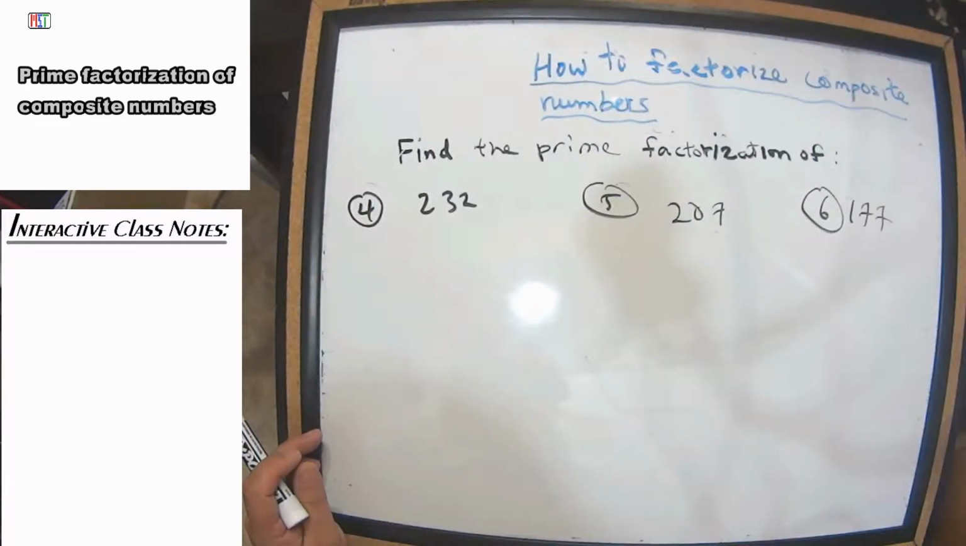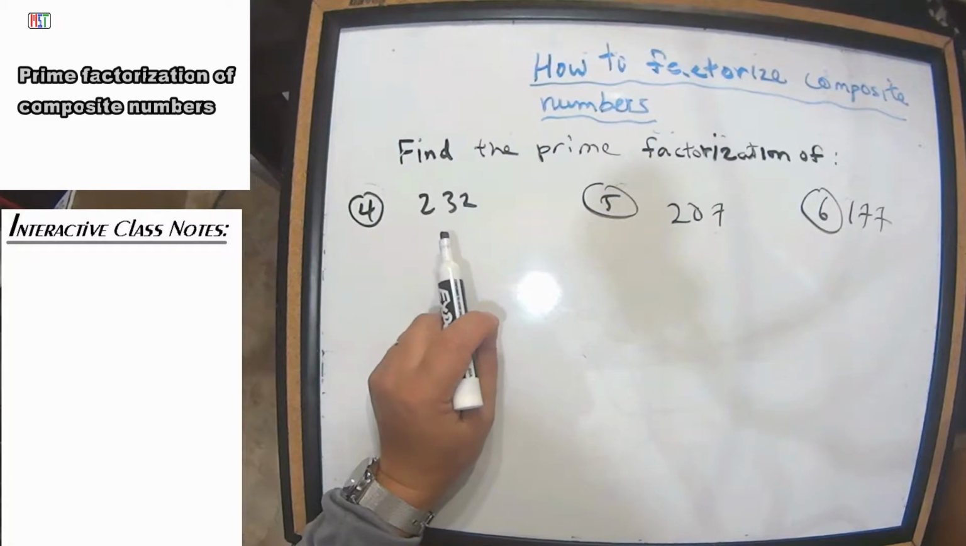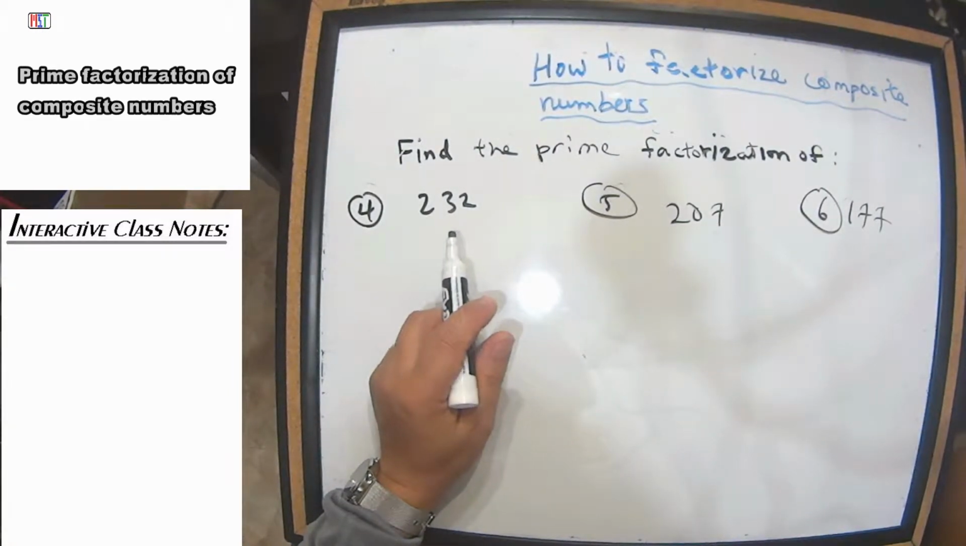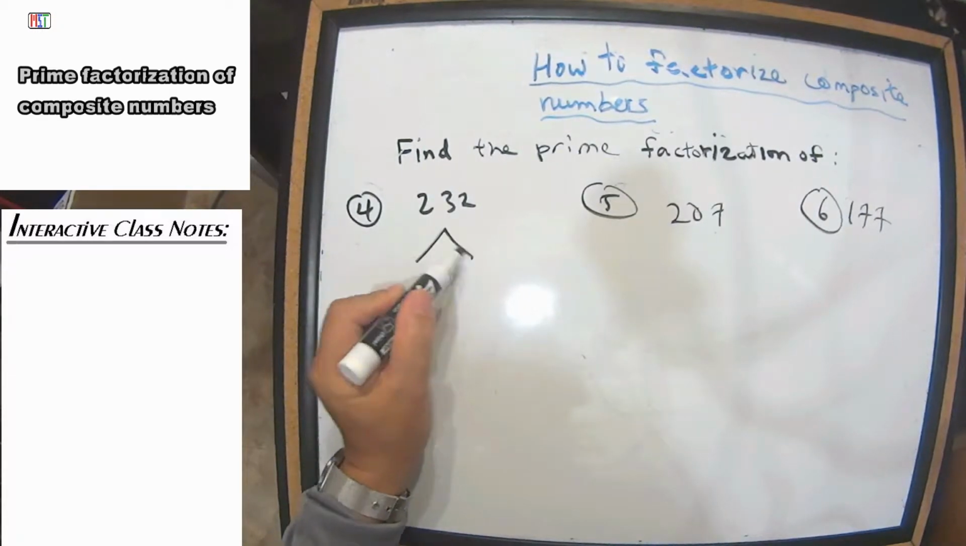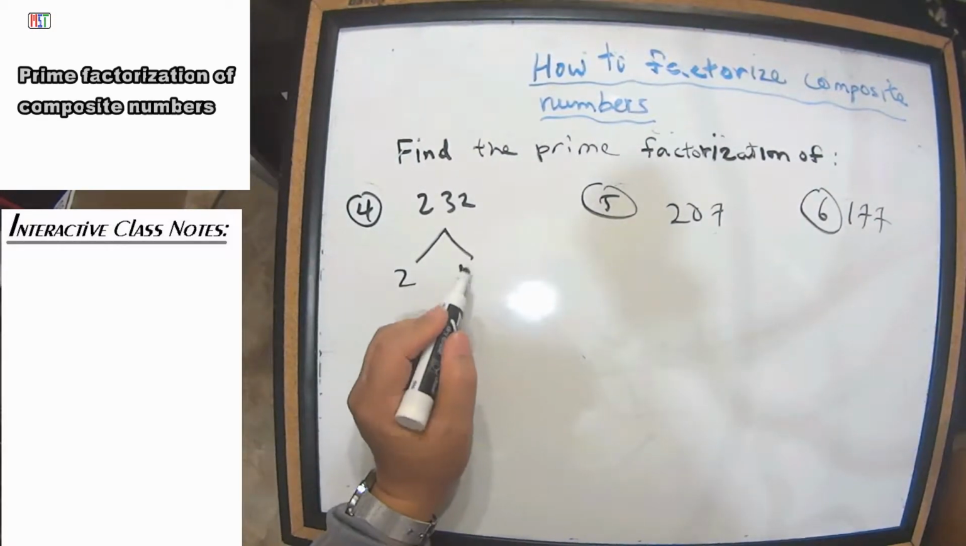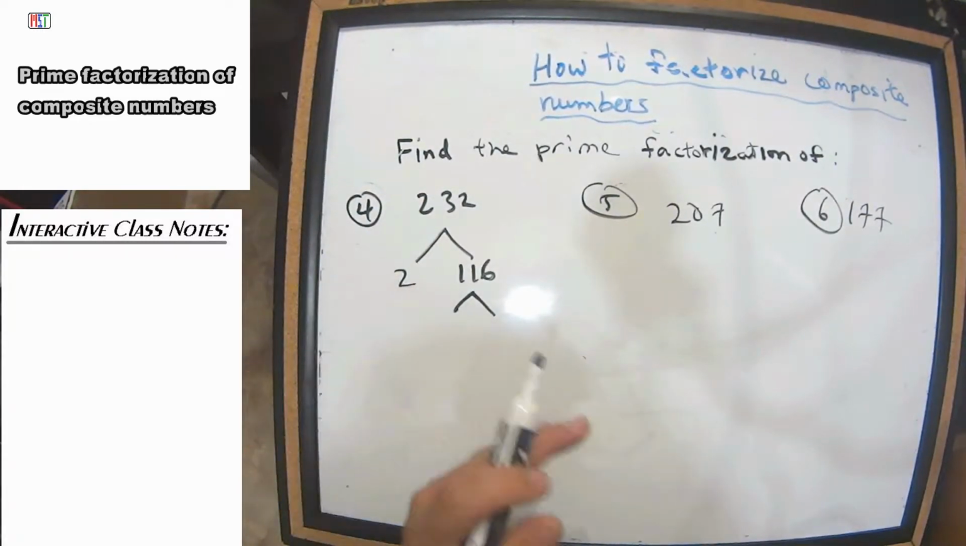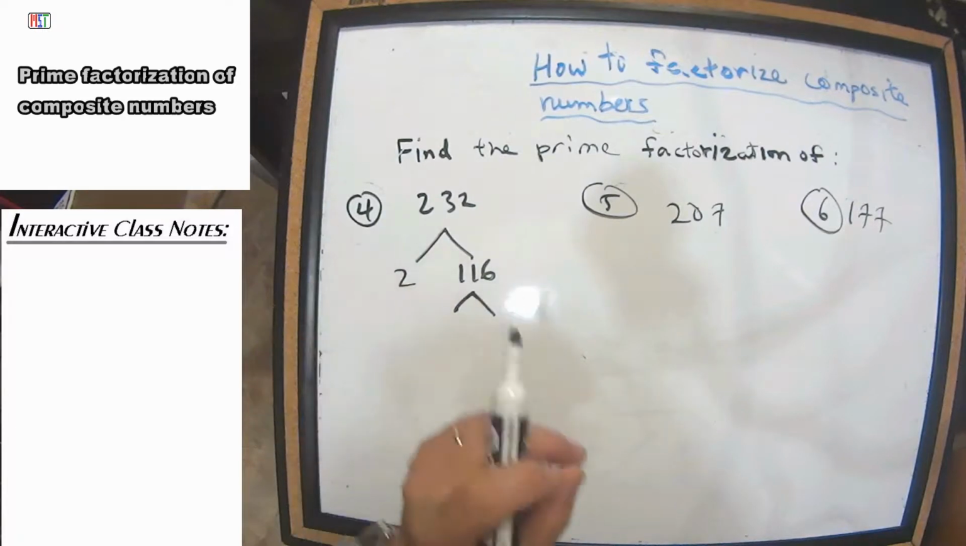Okay, let's do another 3 questions and a bonus. So look at this number here, 232, and you notice that this is a composite number because it's an even number. We can divide 2 into it. Okay, so 2 can go into 232 116 times. In fact, we can even use a 4, but just to keep it simple here, I'll just use 2 for now.